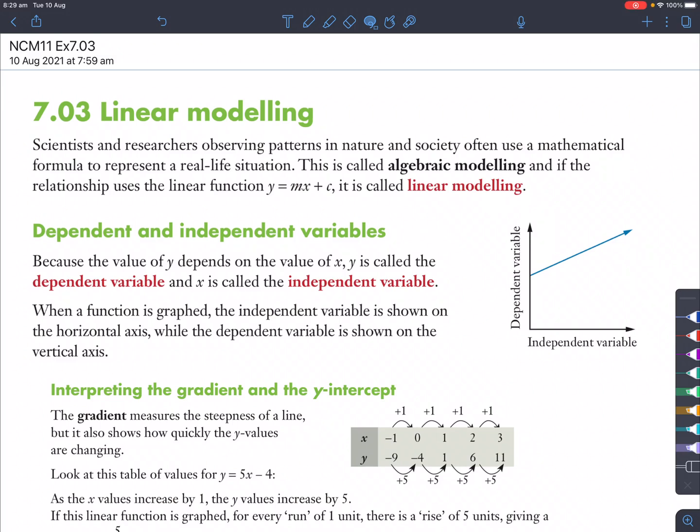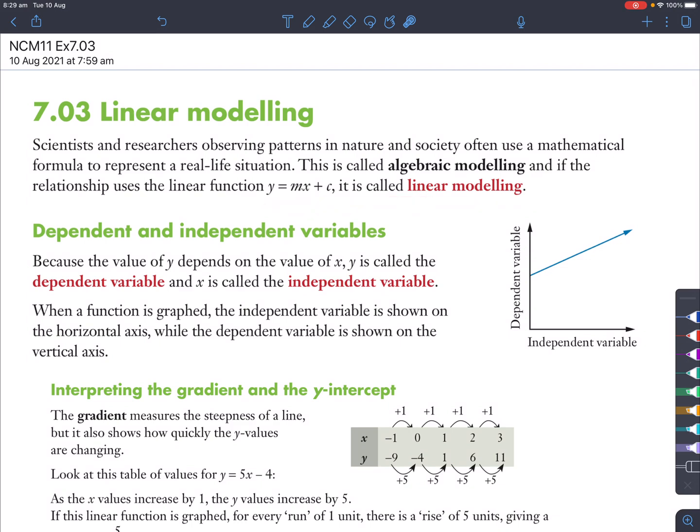In today's lesson, we'll be looking at exercise 703, which is on linear modeling. Scientists and researchers observe patterns in nature and society and often use a mathematical formula to represent a real-life situation. So this is called algebraic modeling. And if the relationship uses the linear function y equals mx plus c, it's called linear modeling.